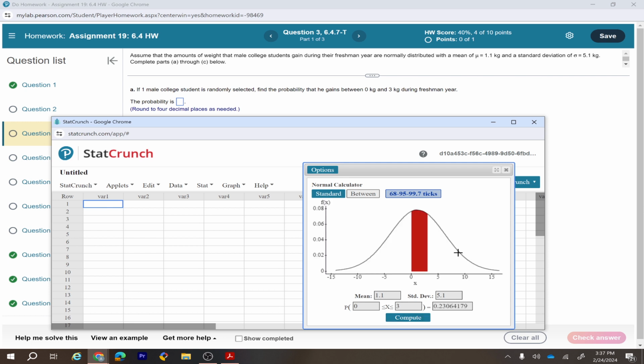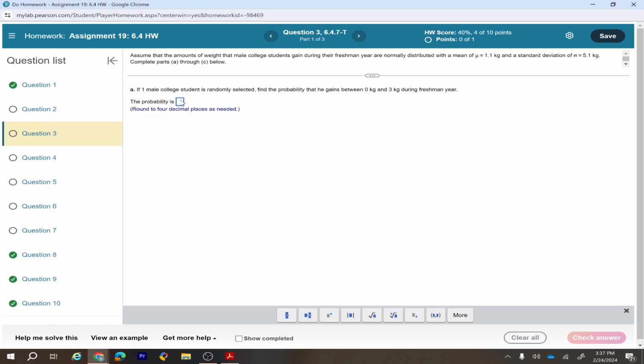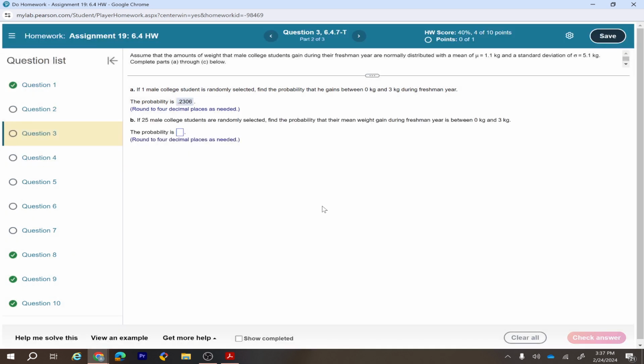That can be calculated by using this normal calculator. What is the area under the curve from 0 to 3? That's 0.2306. That's the probability if you pick one student randomly.